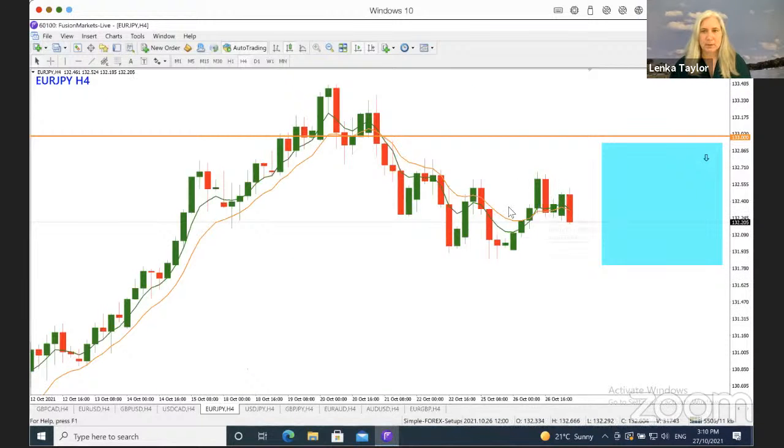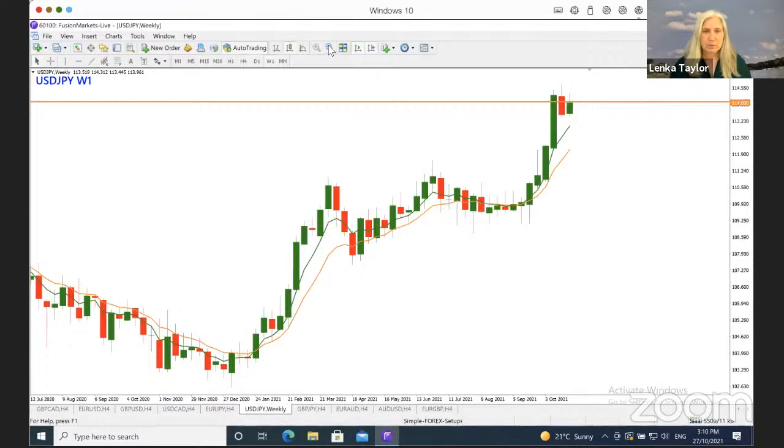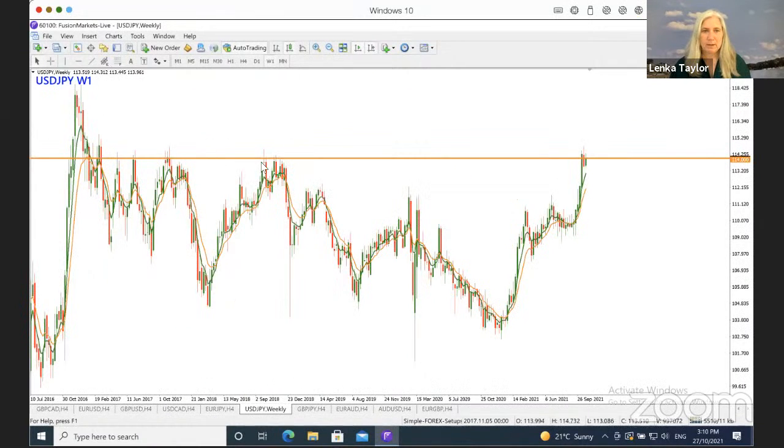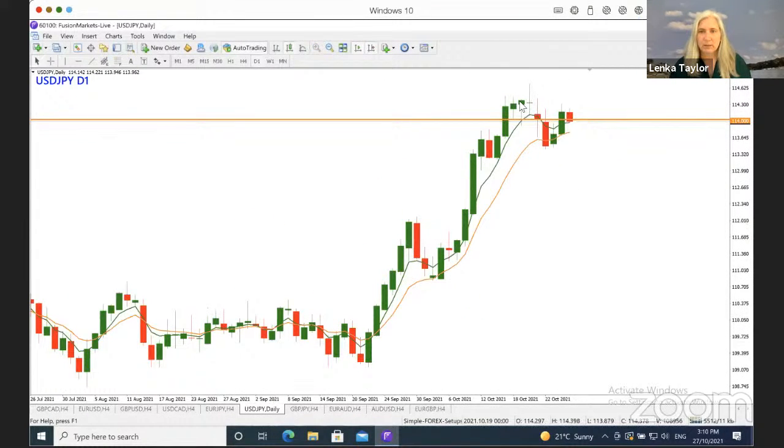So let's see what happens with this. Looking for short on Euro Jpy. The next currency pair I'm looking at is USD Jpy. So on USD Jpy, I'm looking for short. In terms of the weekly, I'm at the top near that horizontal resistance line at 114. On the daily, we had a little bit of a reversal there, back up, which is looking good.